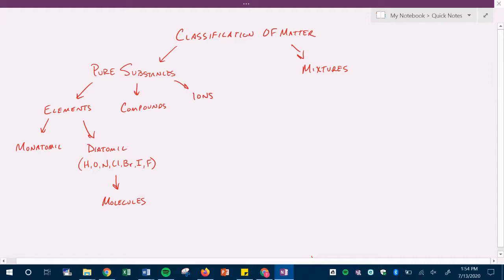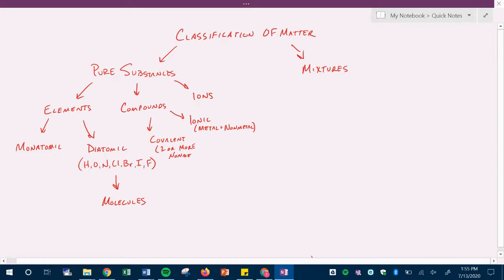And so now let's talk about our compounds. Now the two types of compounds that we talked about, we had covalent compounds and we had ionic compounds. Now remember, our ionic compounds had a metal and a nonmetal. And then our covalent compounds had just two or more nonmetals.